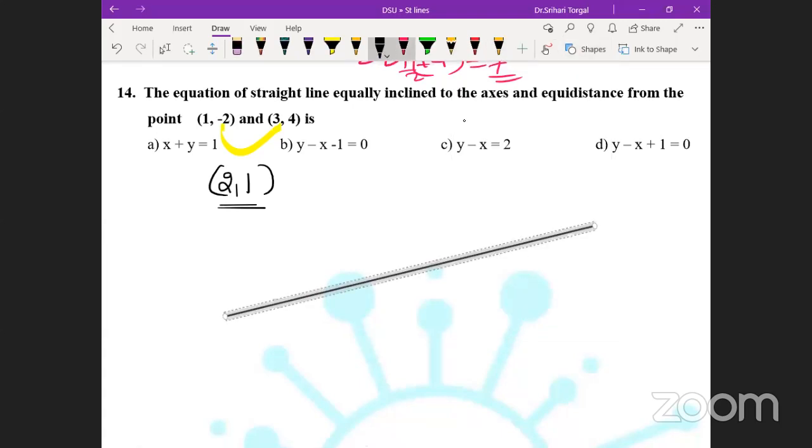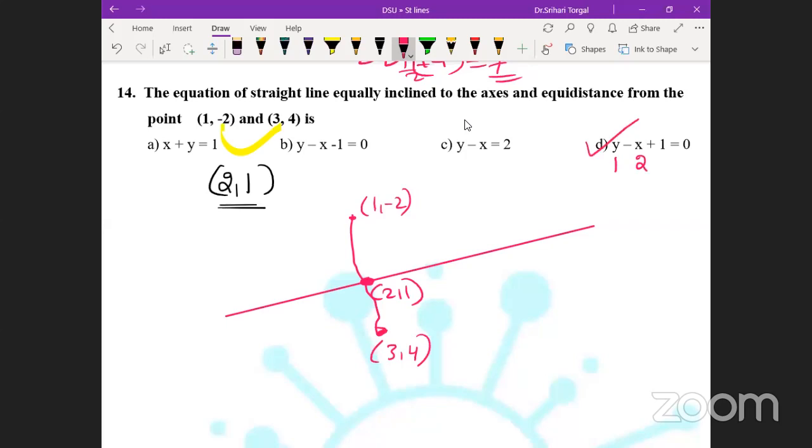This is a line. They have given these 2 points, 1, minus 2 and 3, 4. I think the midpoint of these two must lie here, right? This is 2, 1. And the line which satisfies this point, that is the answer. If I put y value as 1, x value as 2, correct? Option D is the answer.